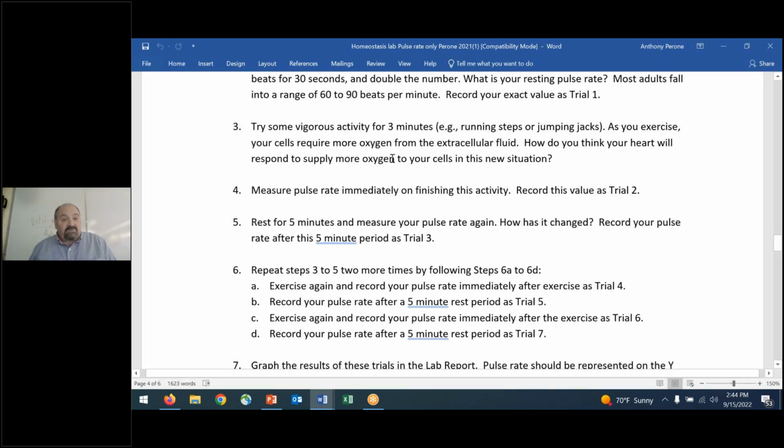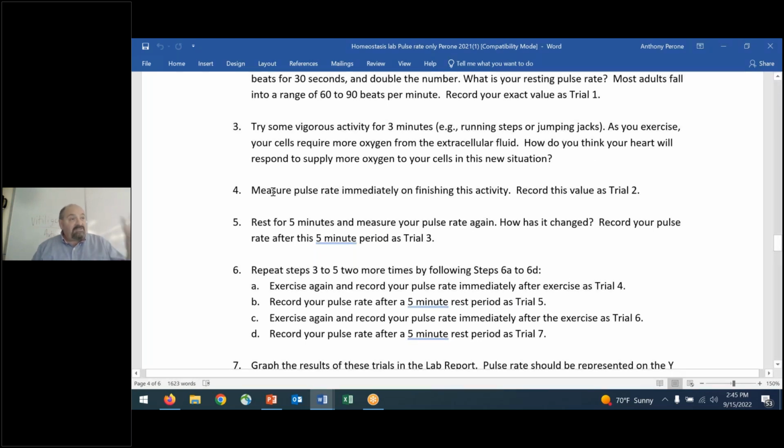As you exercise, your cells require more oxygen from the extracellular fluid. So how do you think your heart will respond to this, to supply more oxygen to your cells in this situation? Well, what do you think? Yeah, your pulse is going to go up, is it not? Your heart's going to beat faster so it can send more oxygen to all the tissues of the body.